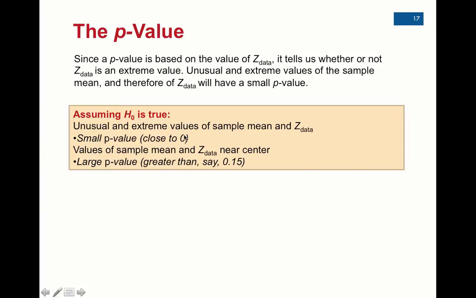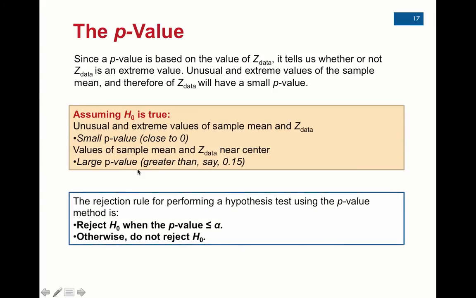And remember, the smaller the p-value, then we would reject the null. If the values of the sample mean are near the center, we would have a large p-value and we would fail to reject the null. And now we have an exact number to compare to when we're using the p-value. We decide, well, how small is small for the p-value? Just like before, how big is a big distance for z-data? Well, back then we had a line in the sand called z critical.